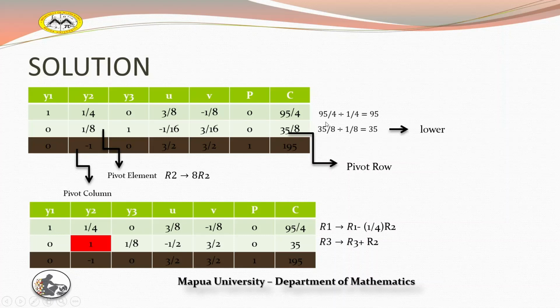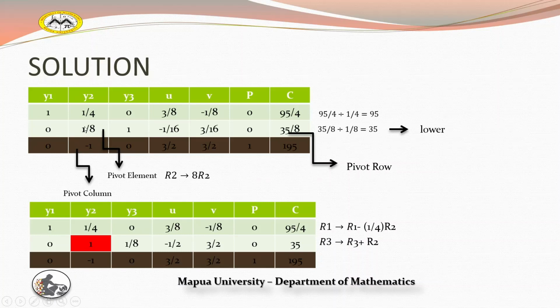This is now 95 over 4 divided by 1/4. The answer is 95. 35 over 8 divided by 1/8. The answer is 35. So between 95 and 35, the quotient of 35 is lower than 95. Then the divisor of 35, which is 1 over 8, is now our pivot element. And the position of that pivot element, which is the second row, is our pivot row.